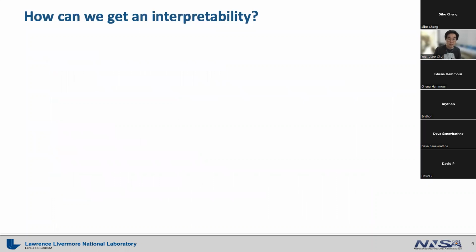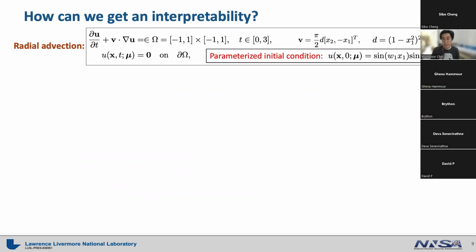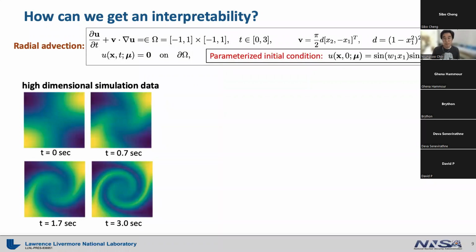Well, then how can we get interpretability? We have to somehow relate this data-driven model with what we are familiar with already, the things we have studied for a long time. For example, ordinary differential equations or partial differential equations. To illustrate that, let me consider a simple radial advection problem, which is described by a well-known partial differential equation. You solve it using some numerical schemes, such as finite element or finite difference methods, then generate simulation data.